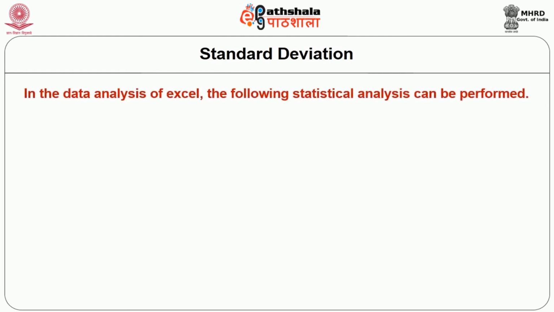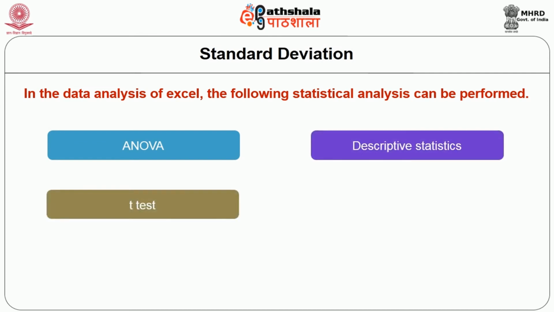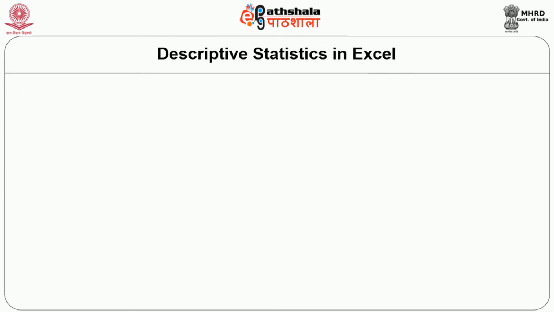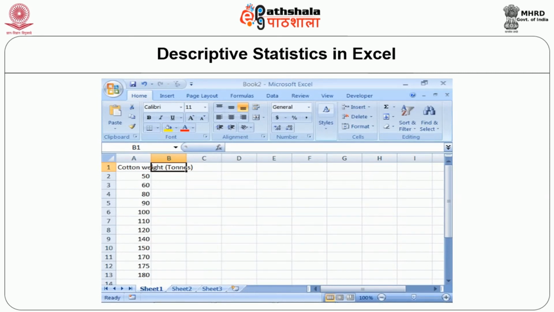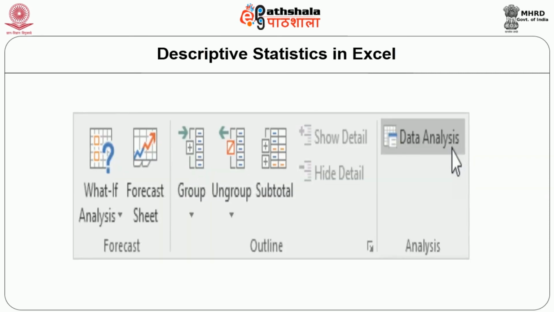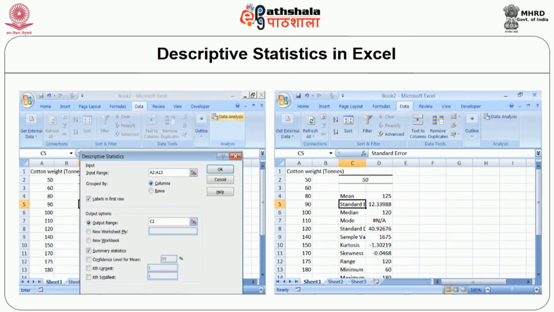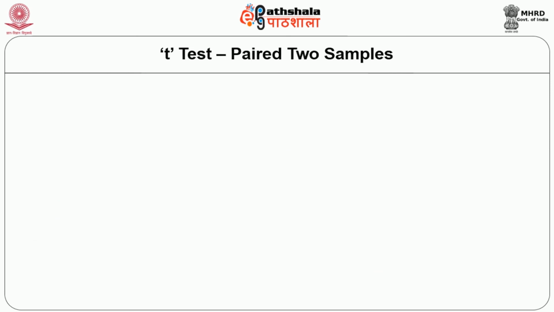In the data analysis of Excel, the following statistical analyses can be performed: ANOVA, descriptive statistics, t-test, correlation and regression. Descriptive statistics in Excel: enter the data in the Excel sheet. Then click data in the main menu and click data analysis. Select descriptive statistics and click OK. A dialog box will open; select input range as A2:A13 and output range as C2. Select summary statistics.